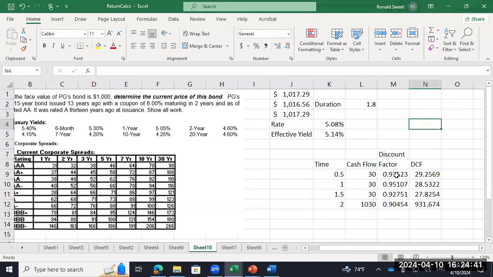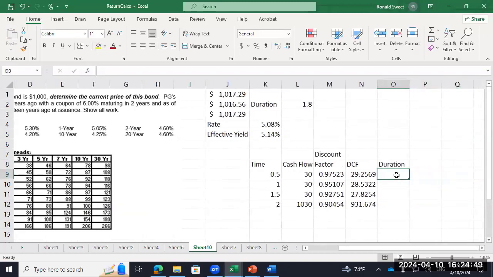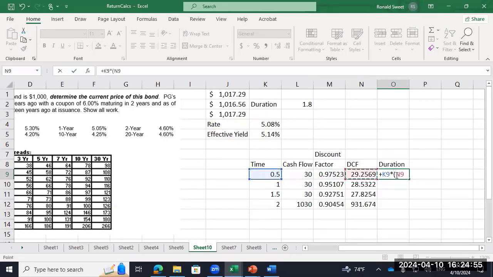What is a duration? You should know the formula for duration. You don't need another formula for convexity, but duration, real simple. You just say, okay, there's the cash flow. So it's time to maturity multiplied by the weight, which is going to be each discounted cash flow divided by the total.